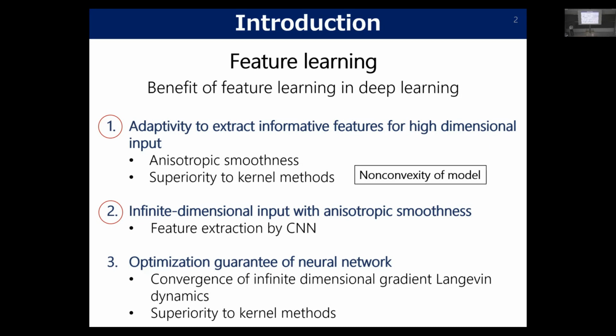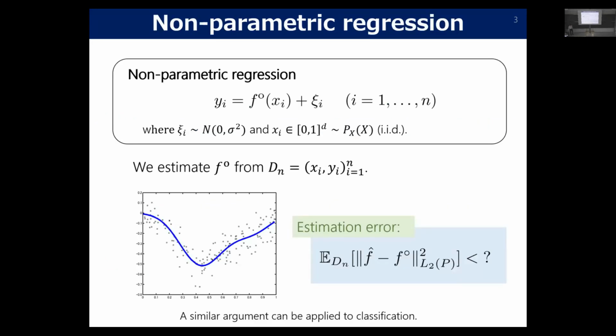As I said, in this presentation I will discuss the feature learning of neural networks. To discuss that, I will talk about three parts. In the first part, I will discuss the unrestricted smoothness of the target function, and deep learning has some adaptivity to capture such unrestricted smoothness. In the second, we extend that to infinite dimensional settings. And if I have some time, I will talk about the optimization guarantee of neural networks in the third part, but I will only talk about its abstract. I guess I don't have that much time. Okay, so let's move on to the details.